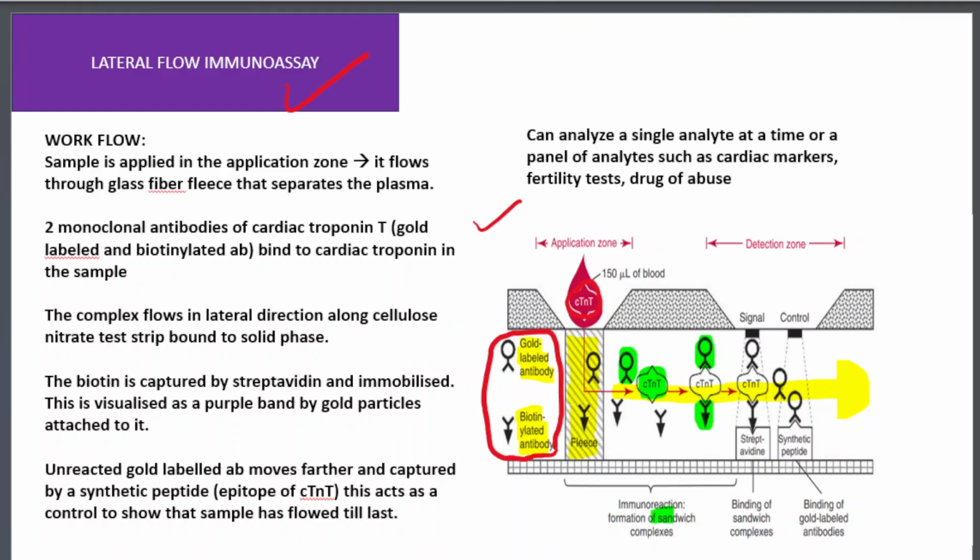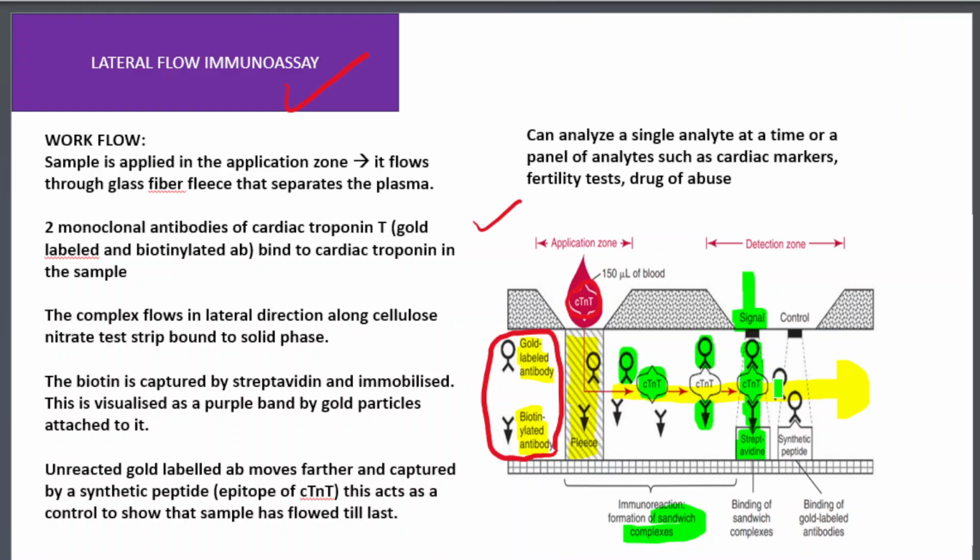In this area, the sandwich complexes are being formed, after which you are going to detect these sandwich complexes. So how do you detect this? This is the signal area, in which you have the streptavidin. The biotinylated antibody binds to the streptavidin, so this sandwich complex is fixed here. As the sandwich complex is fixed, the signal will be detected here. We will be able to find a positive line in the strip.